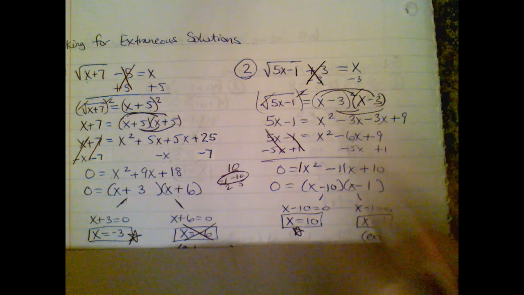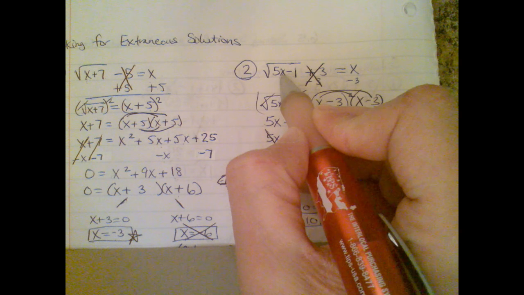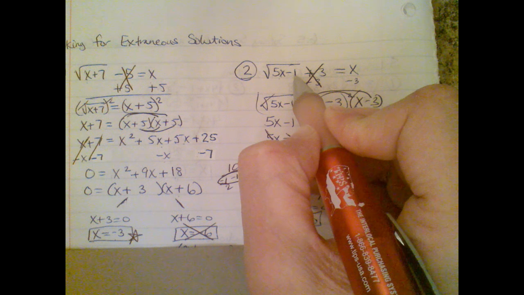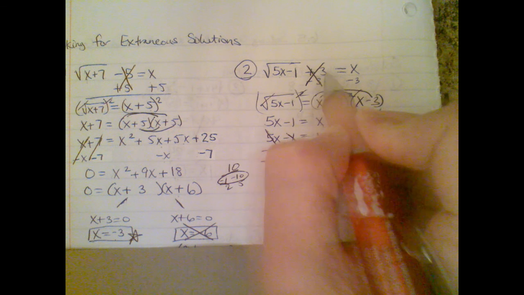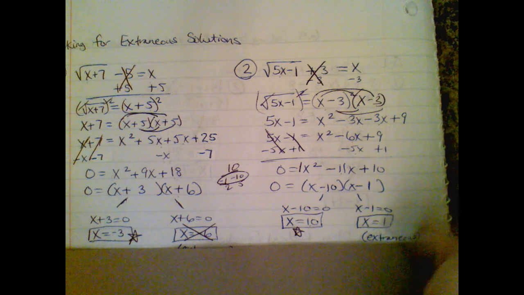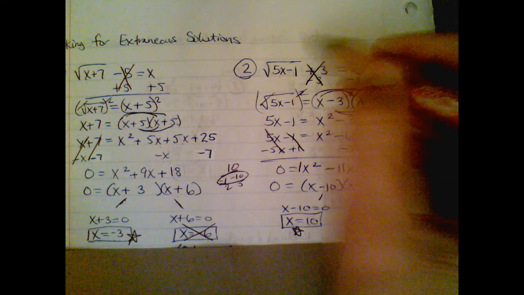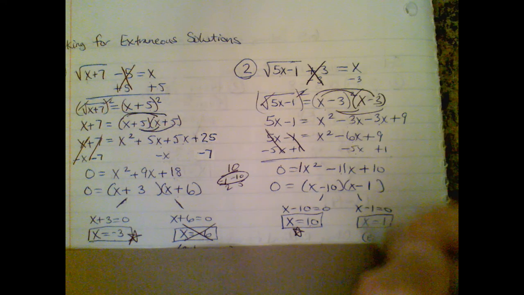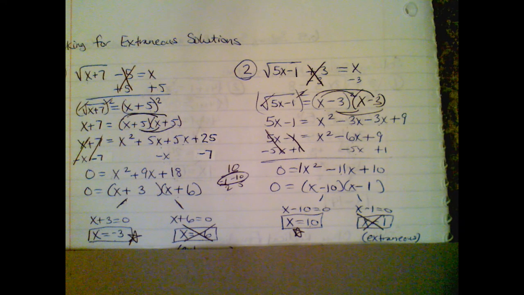Now plug in the 1. 5 times 1 is 5, minus the 1 is 4. Square root of 4 is 2. 2 plus 3 is 5. I get 5 on the left side. And then notice if I plug this on the right side, I just get 1. 5 does not equal 1. So then that one's my extraneous solution.